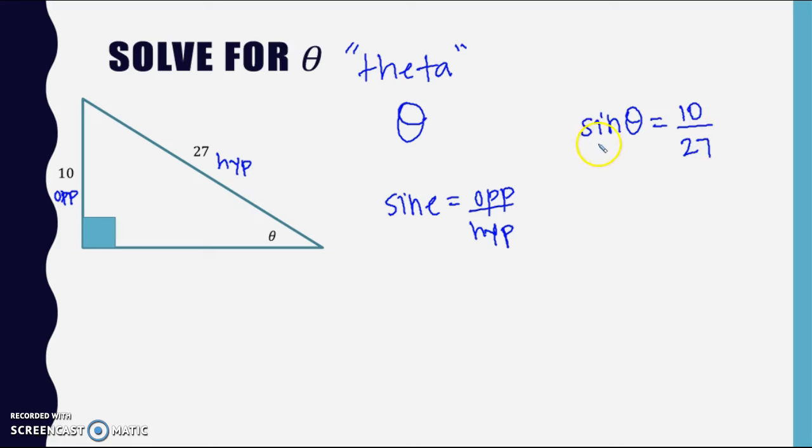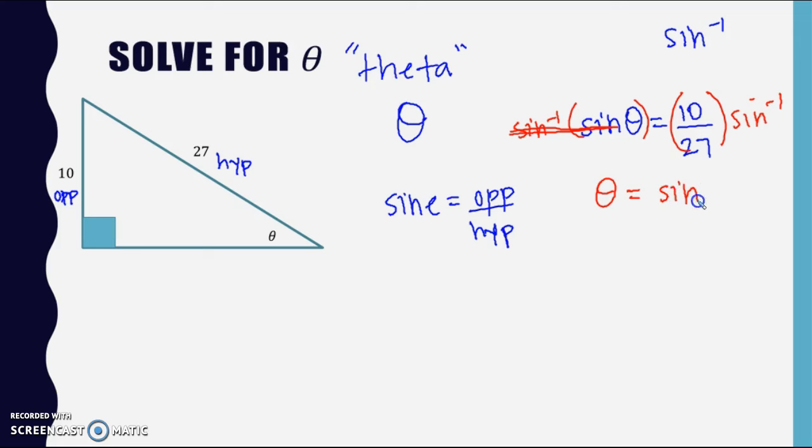Now, I have to cancel out this sine. Right? Well, the way we cancel it is using something called an inverse trig function. So the inverse of sine is just inverse sine, right? So sine to the negative 1. So I'm going to take the inverse sine of both sides. So I'm going to take the inverse sine of this and the inverse sine of this, right? This goes away. Our sines cancel. So I'm left with theta equals the inverse sine of 10 over 27.